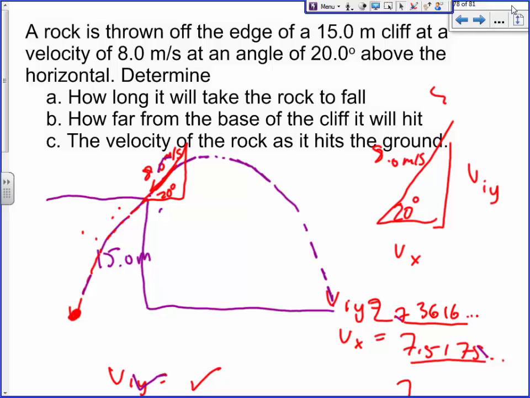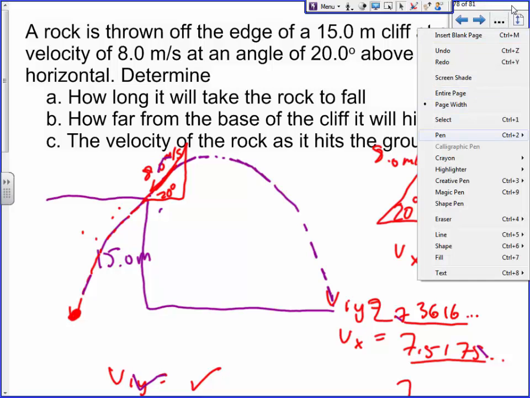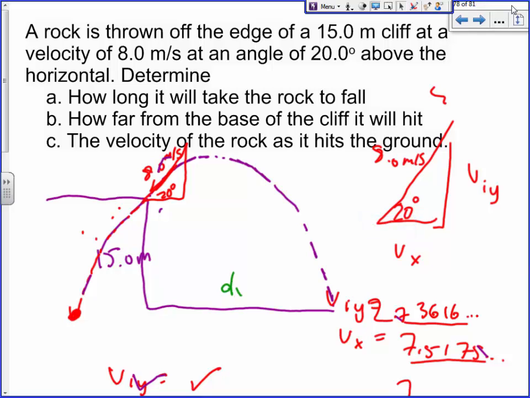Okay. How far from the base of the cliff will it hit? Well, we're looking for this distance right here. I'll use a new color. If I'm looking for this distance in x, from here to here, really that's velocity in x equals distance in x over time. Don't we have our x velocity? Didn't we calculate that a ways back? I think it's still sitting on my screen right here. It's the 7.51 number. That equals your distance in x over the time, and we just found that time was 2.05. So just multiply it up there.